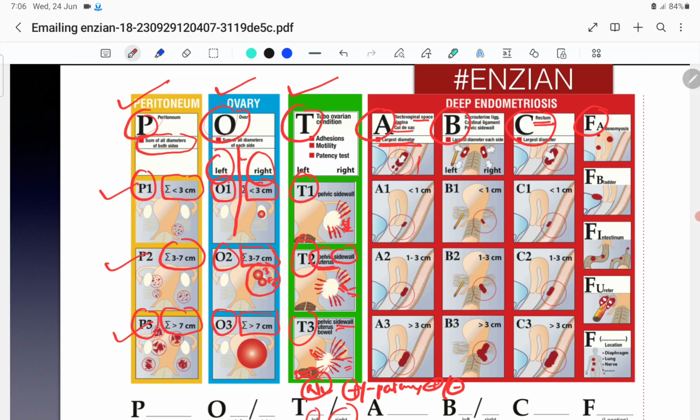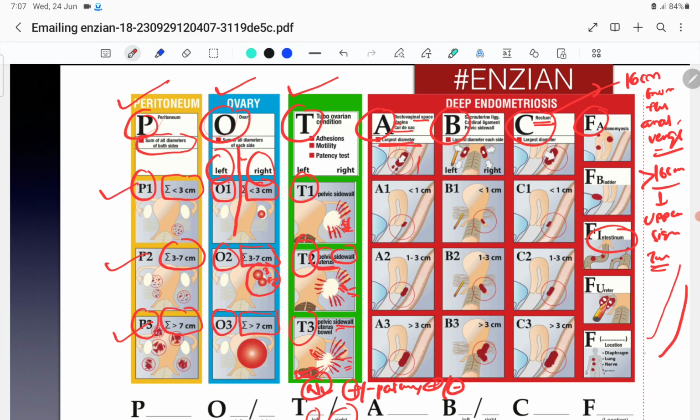Rectum is denoted as rectum when it is within 16 centimeters of the anal verge. Up to this is involvement of the rectum. Beyond 16 centimeters is the upper sigmoid colon and the transverse colon. The rest of the things are included in the intestinum, not in the rectum. Rectum is up to 16 centimeters above the anal verge.